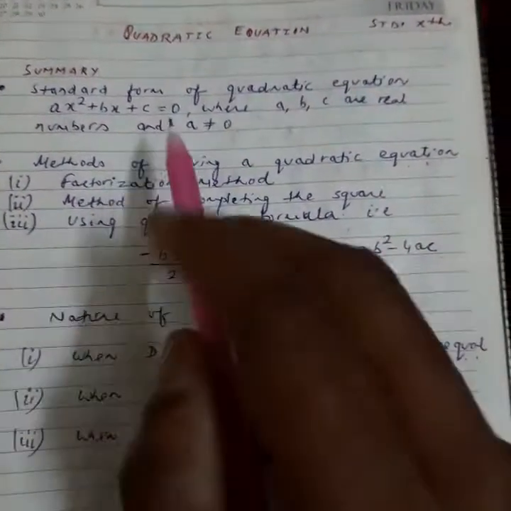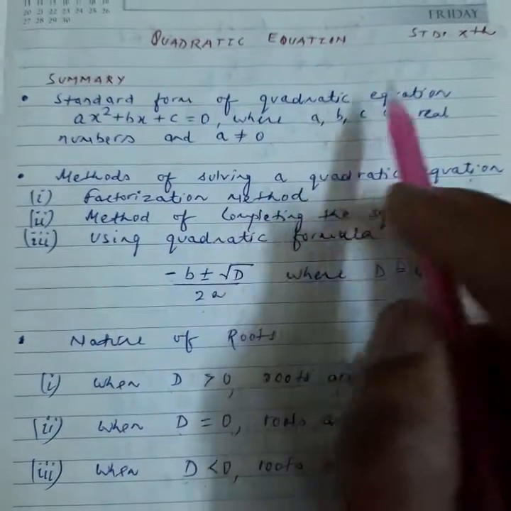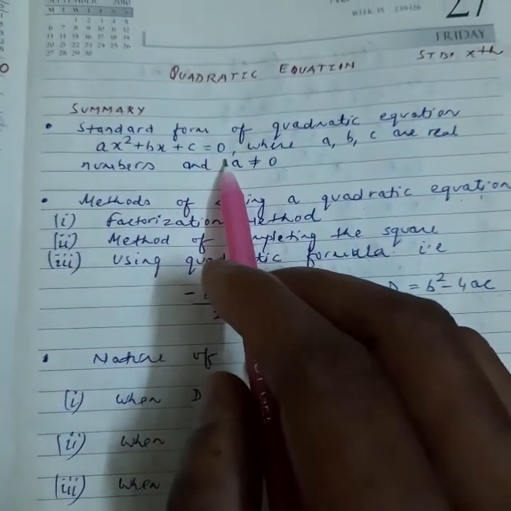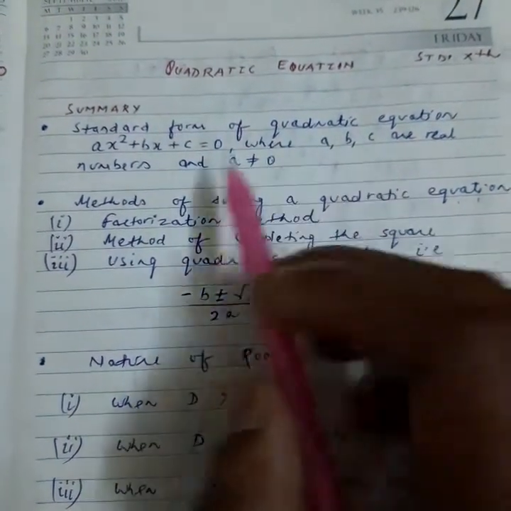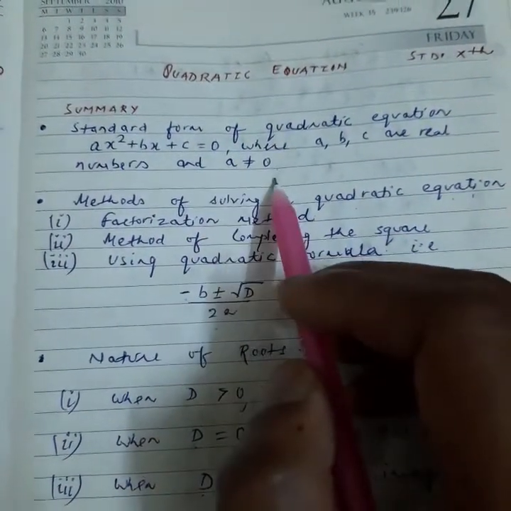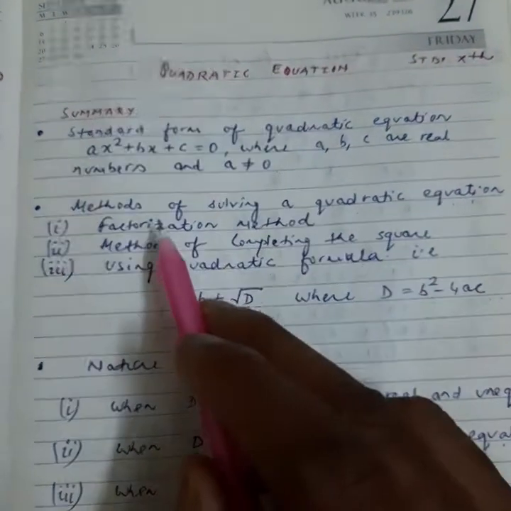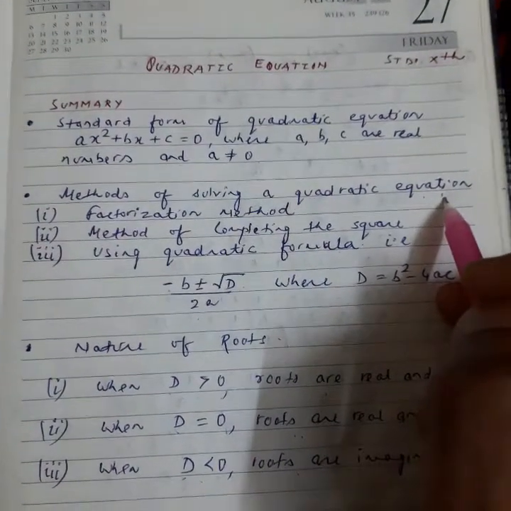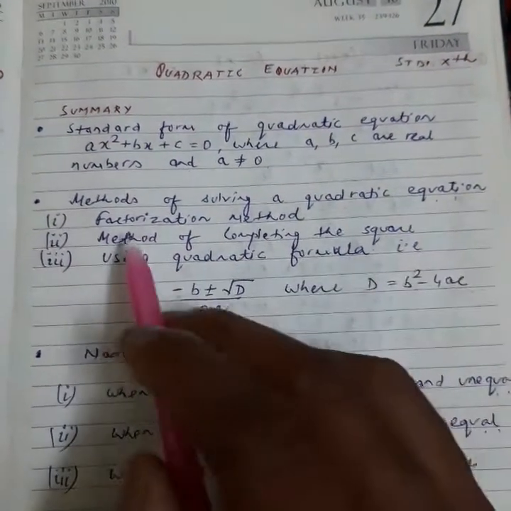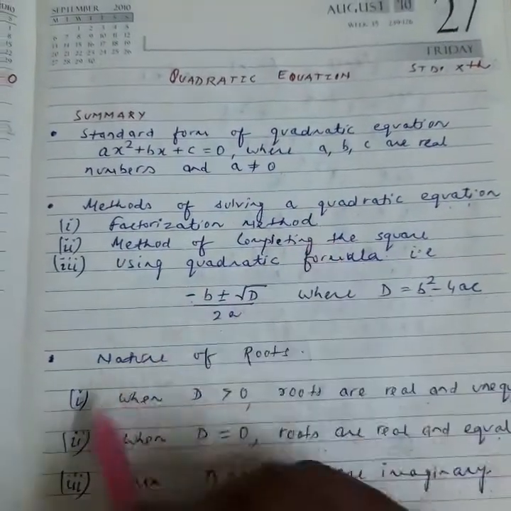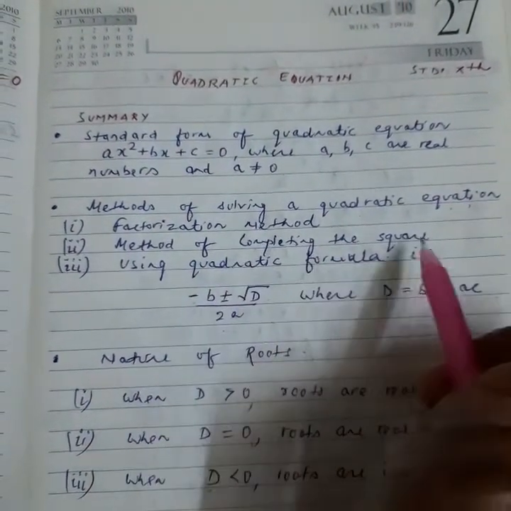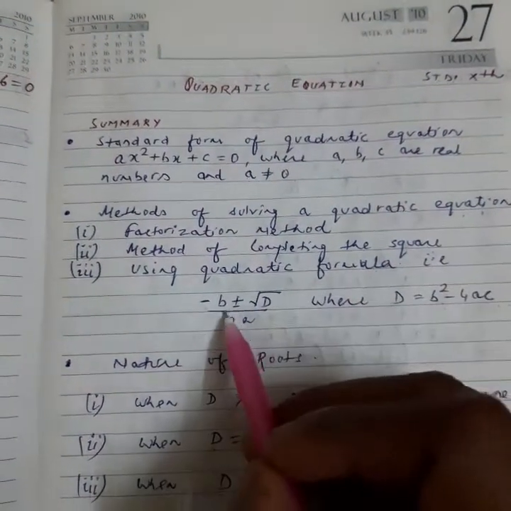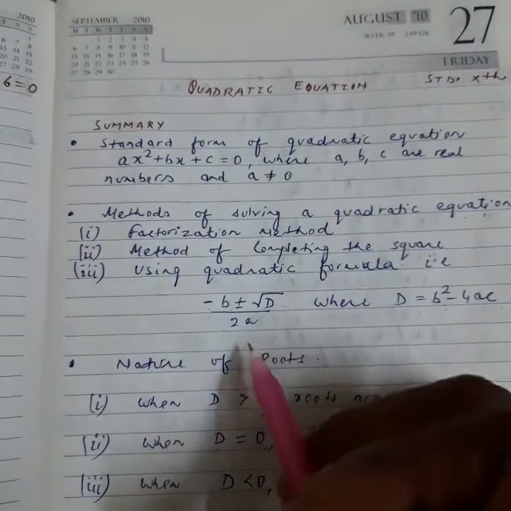The standard form of any quadratic equation is ax square plus bx plus c equals 0, where a, b, c are real numbers and a not equals 0. Methods of solving a quadratic equation: any quadratic equation can be solved in three ways. Number one is the factorization method. Number two, the method of completing the square. And lastly, using the quadratic formula, which is minus b plus minus root under d by 2a.